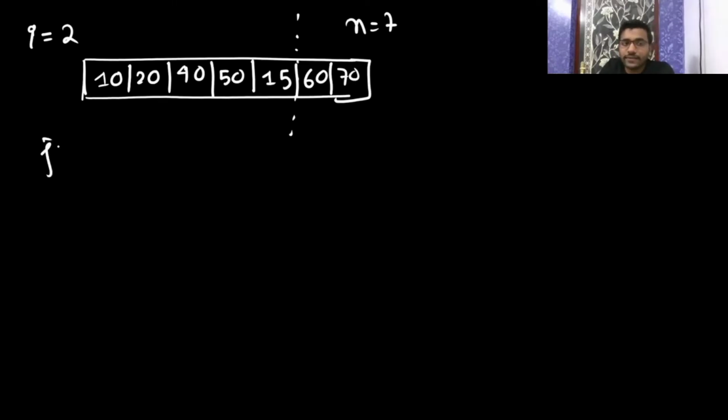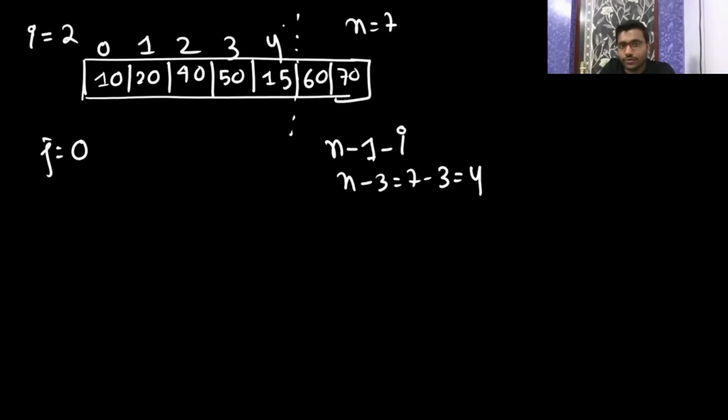So now again j will run from 0 till n minus 1 minus i. Now i is your 2, so n minus 3, that is 7 minus 3, is your 4. So index 0, 1, 2, 3, 4. So j should go till here, because j should be smaller than this, because if you go there, you can compare this. Now j is 0, is it greater? No. j increment to 1, is 20 greater? No. Again increment. Is 40 greater? No. Increment. Is 50 greater? Yes, 50 is greater. Now you will swap 15 and 50.